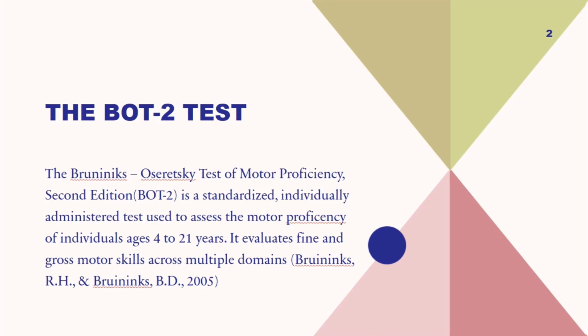The BOT-2 test. The Bruininks-Oseretsky Test of Motor Proficiency, Second Edition, or BOT-2, is a standardized, individually administered test used to assess the motor proficiency of individuals ages 4 to 21 years. It evaluates fine and gross motor skills across multiple domains, and this was found in Bruininks R.H. and Bruininks B.D.